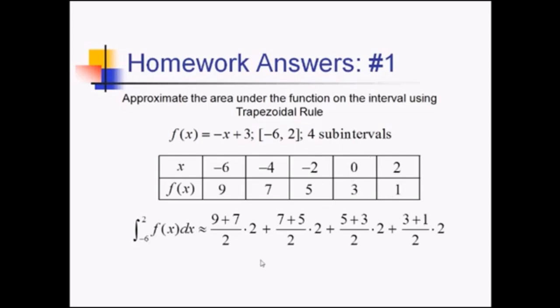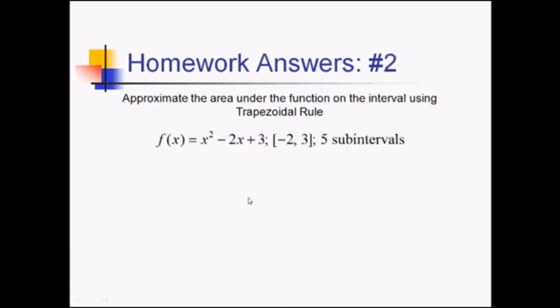So you could leave it like this if it were a free response problem. If you need to simplify it, all these 2's are going to cancel out. So you really end up with 16 plus 12 plus 8 plus 4. And then that's going to be, let's see, 28, 36, 40.